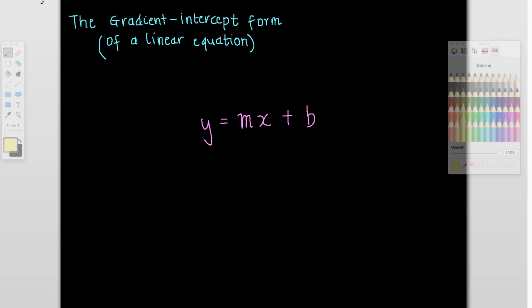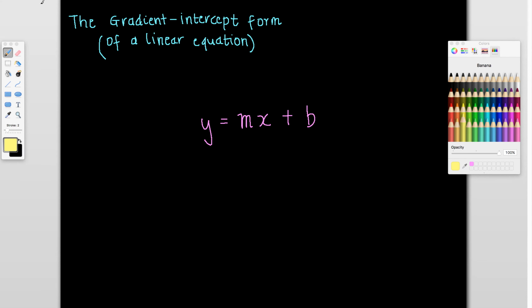Okay, welcome year 10s to this next installment in our topic, which is lines and linear equations. As you can see, what we're going to be doing is looking at the equation of a linear graph, but we're going to look at that in two different forms. The first form is called the gradient-intercept form, and you might be familiar with this already.